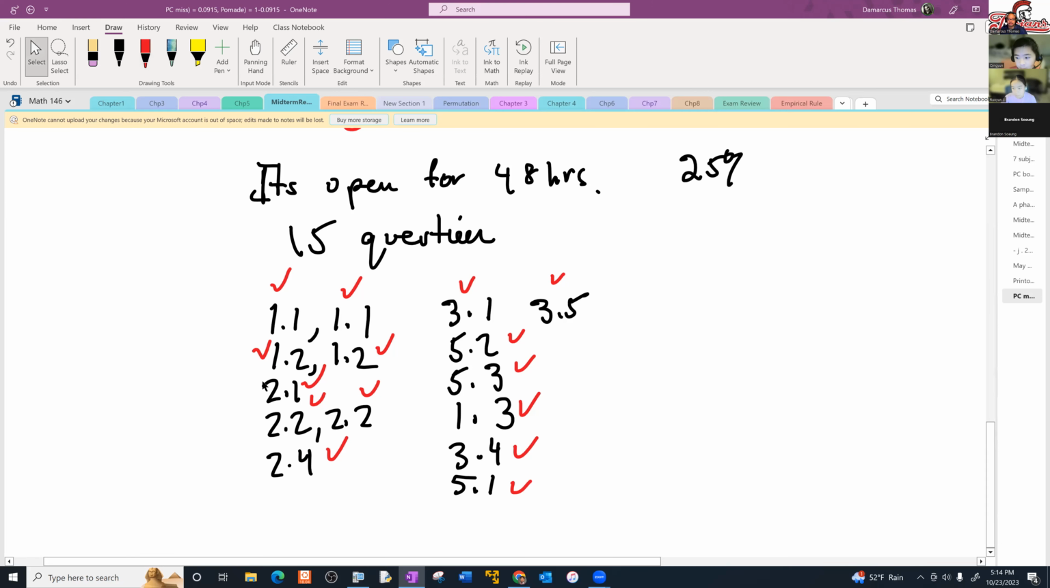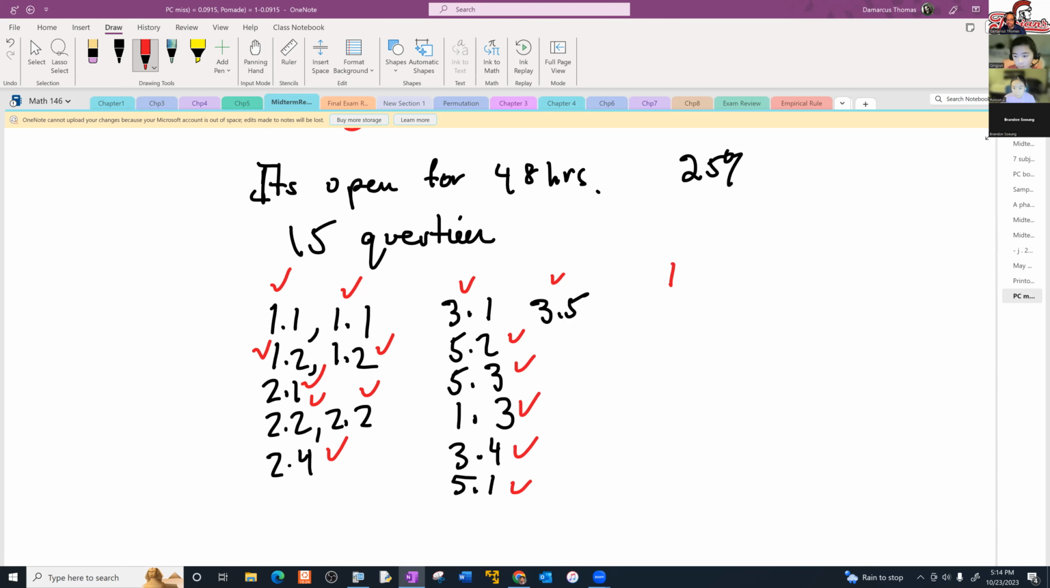So the 15 questions are coming from a mix between chapters 1, 2, a little bit of 3. We don't see 4 on there, which is just the way it is. And then 3 questions from 5: 5.1, 5.2, 5.3.